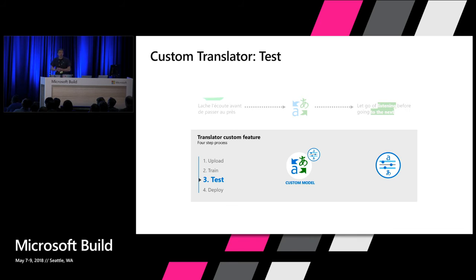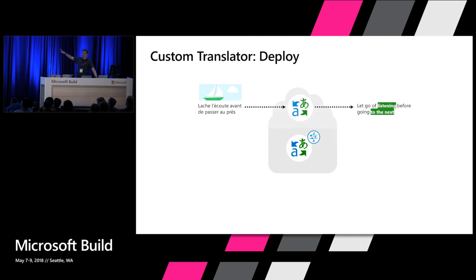And we'll give you the result as far as the BLEU score is concerned. BLEU score is an industry standard for translation quality. So you will see immediately, oh, it's getting better for my data, or it's actually not. And you can go back and forth several times until you optimize as much as you can. Once you're done, you just click deploy, and the system is deployed.